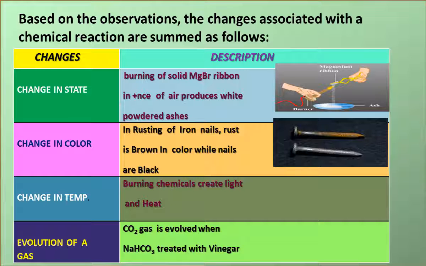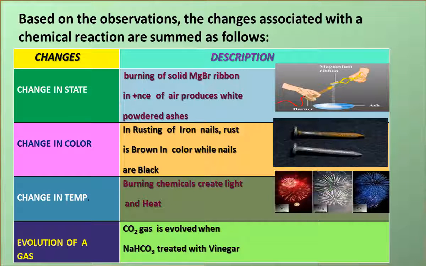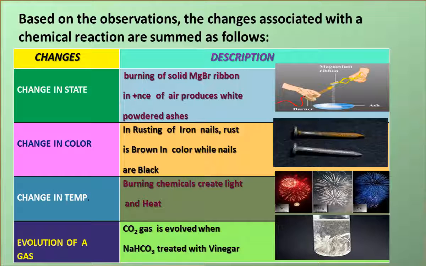And the change in temperature. Take examples of crackers and sky shots, where burning chemicals create light and heat. And the last change is evolution of gas. When baking soda is treated with vinegar, CO2 is evolved in the form of fizzing, which shows a chemical reaction.